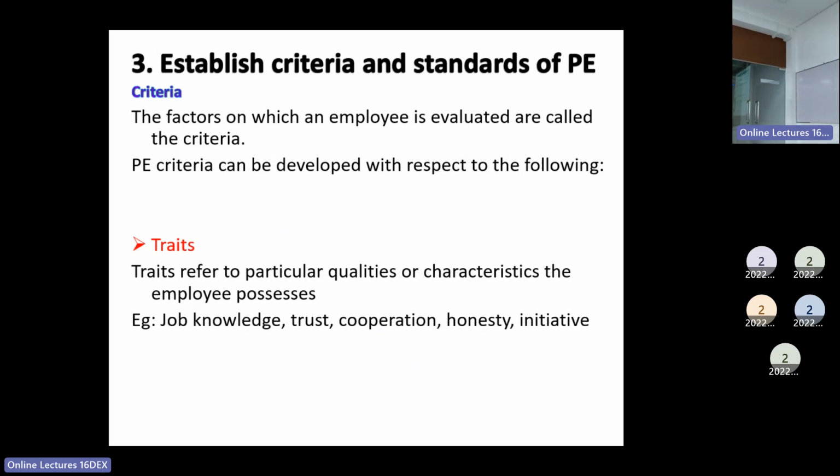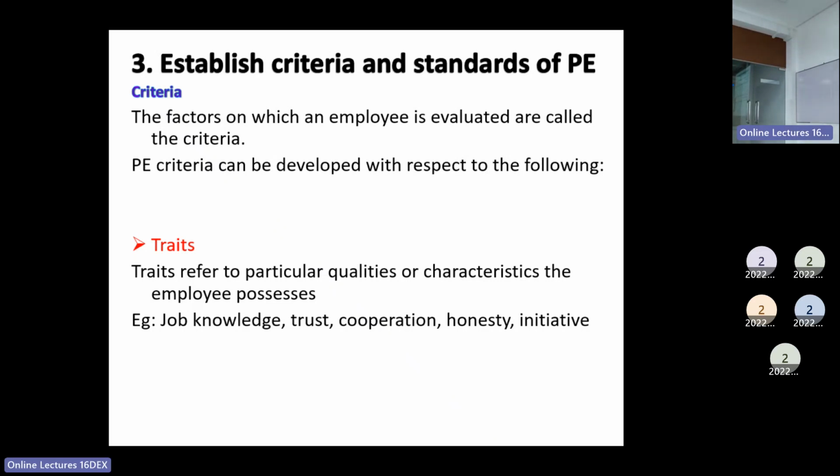So cooperation is on the page. Employees are to be cooperative. Cooperative employees are good employees. If employees are cooperative, we can consider that our performance is good. Employees are also supposed to show initiative, and to be trustworthy, and honest. These are characteristics of employees. You have to consider these characteristics when measuring performance.